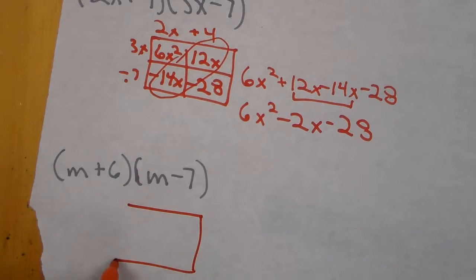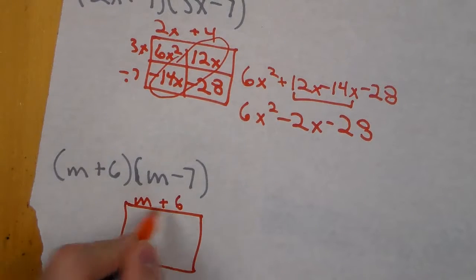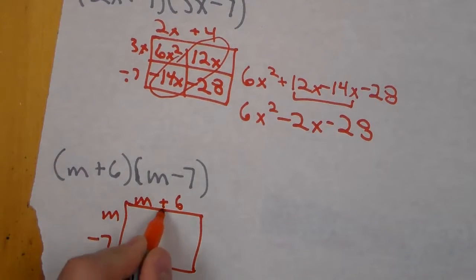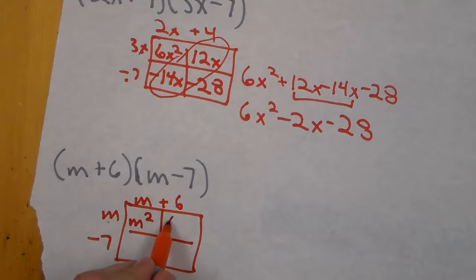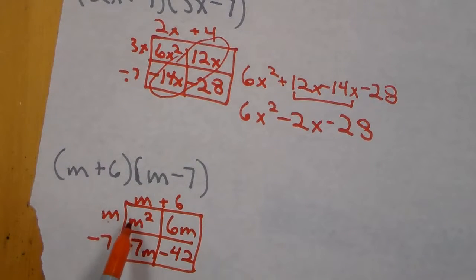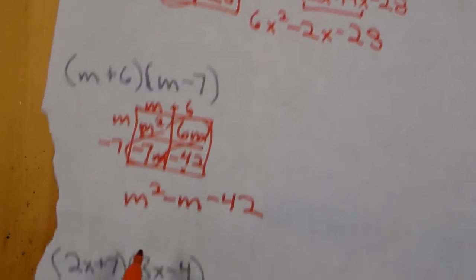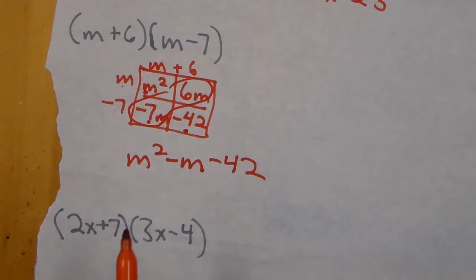It's now m plus 6 and m minus 7. So m times m is m squared. I get a 6m, a negative 7m, and this will be negative 42. So then I have these like terms, so it's going to be m squared, negative 7 and 6 is negative 1m, and negative 42. So we get m squared minus m minus 42.